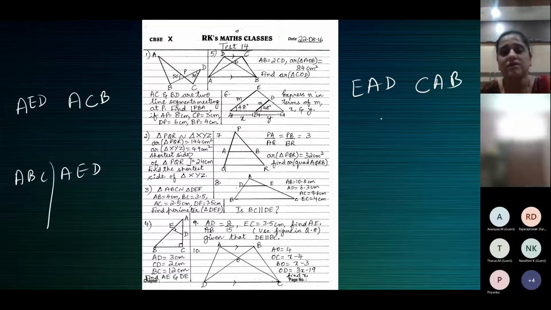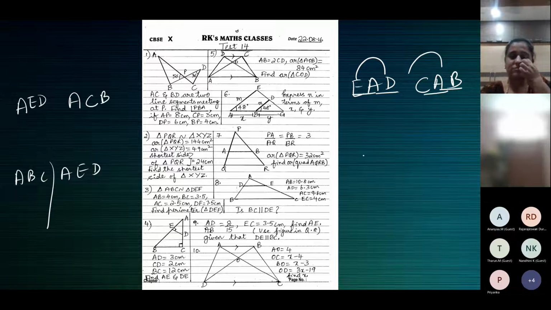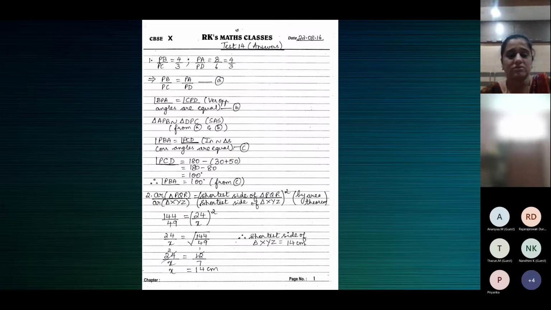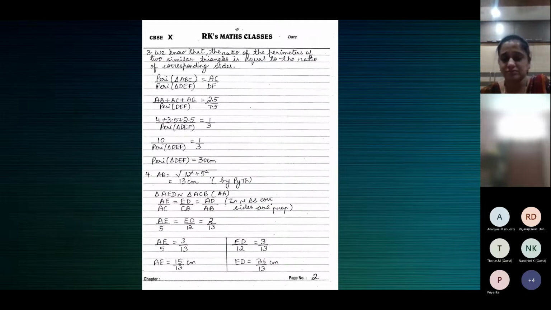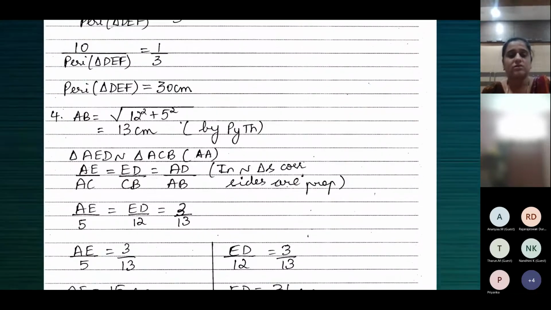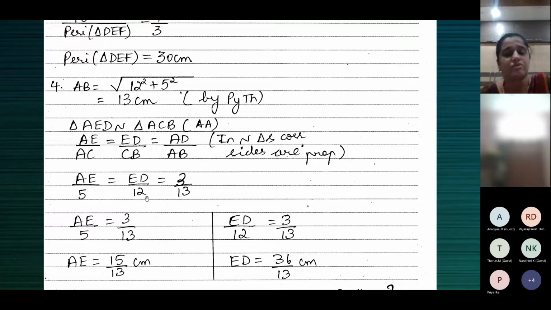Once you write the order, then EA by CA is equal to AD by AB is equal to ED by CB. In similar triangles, corresponding sides are proportional. Then substitute the values given to you. You have to find AE and ED. All this 5, 12, and 3 is known to you. 13 you don't know, so you have to find that using Pythagoras theorem.